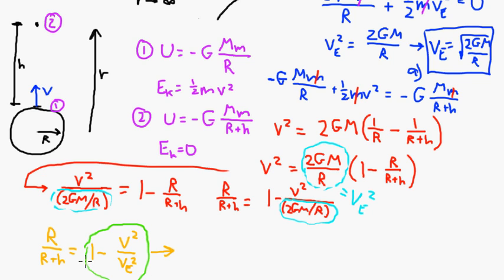So what's going to happen then is we're going to have R over 1 minus V squared over VE squared equals R plus H, because I just did that, flipped those.